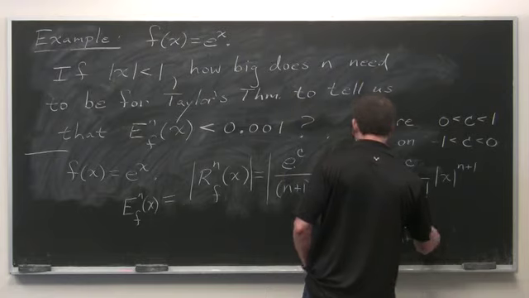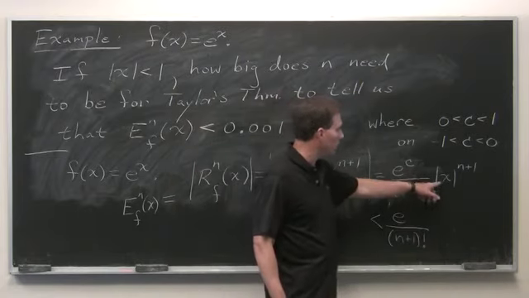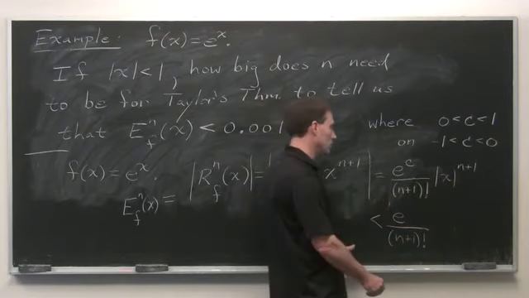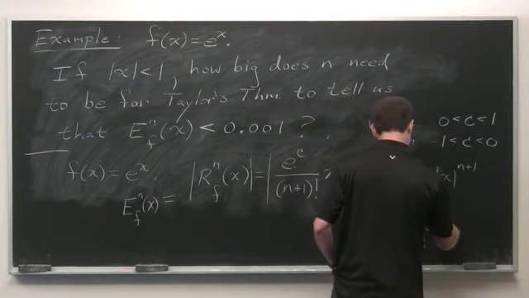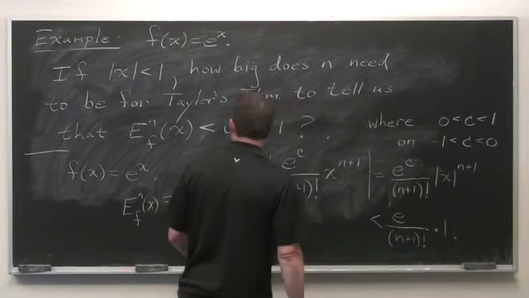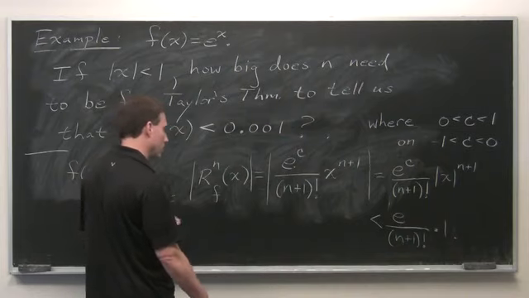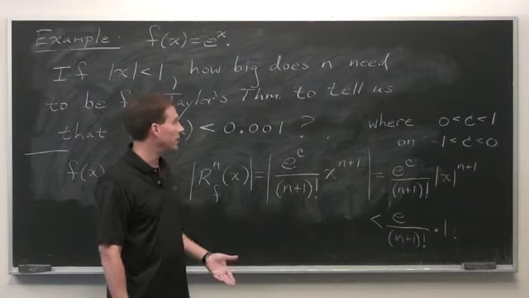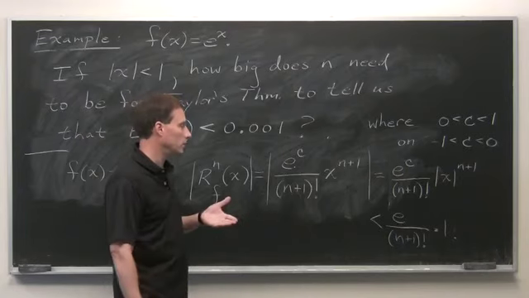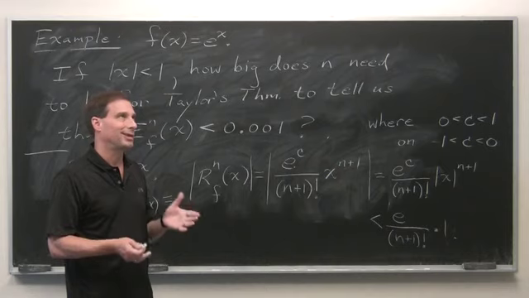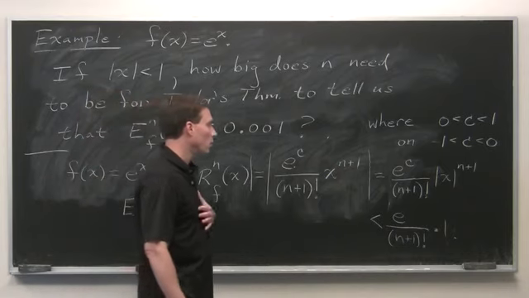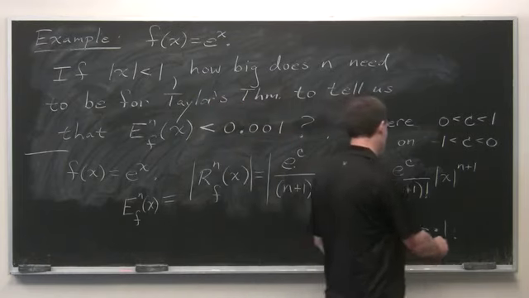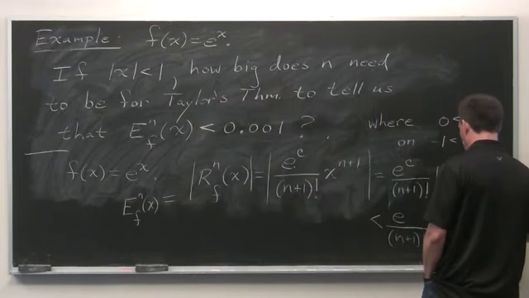We're also assuming that the absolute value of x is less than 1. When you raise it to a power, it's still less than 1. So in fact, we know that the error is less than e over n plus 1 factorial. Well, it depends on what you want to assume here, but I'd like to not use my calculator for the value of e, so let's just say we know e is less than 3.